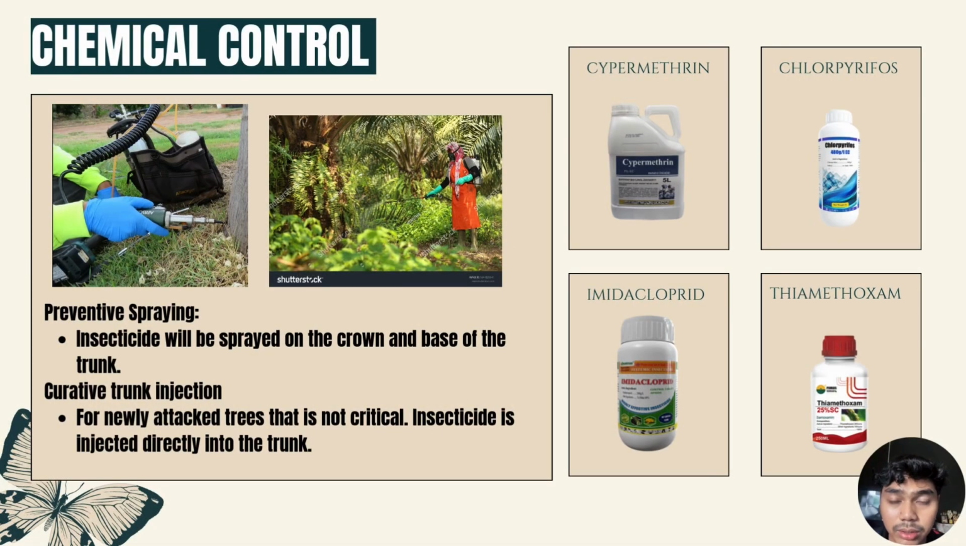Next is chemical control. In chemical control, they use insecticides like cypermethrin, chlorpyrifos, imidacloprid, and thiamethoxam. There are two methods in chemical control. The first one is preventive spraying. The insecticide will be sprayed on the crown and the base of the trunk. Next is curative trunk injection. This method is only used for newly attacked trees which are not critical. The insecticide will be injected directly into the trunk to kill the larvae and the eggs.